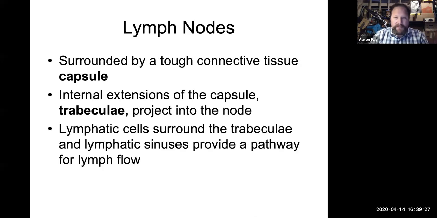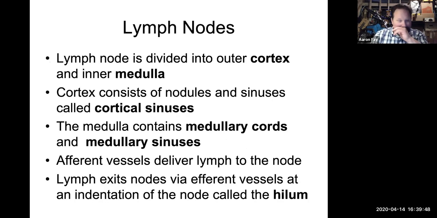Okay, so lymph nodes have a tough outer connective tissue capsule. The capsule actually dives down and subdivides the lymph node, and that material of the capsule is the same as these subdividing structures, which are called trabeculae. In between the trabeculae, you will find the lymphatic cells. Now, I'll get to the picture in a second. Lymph nodes are going to have an outer cortex and inner medulla.